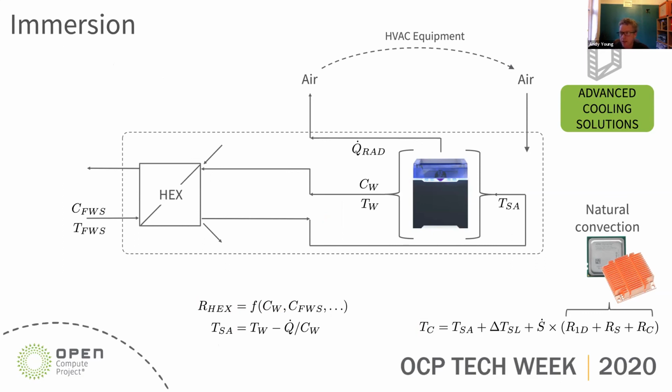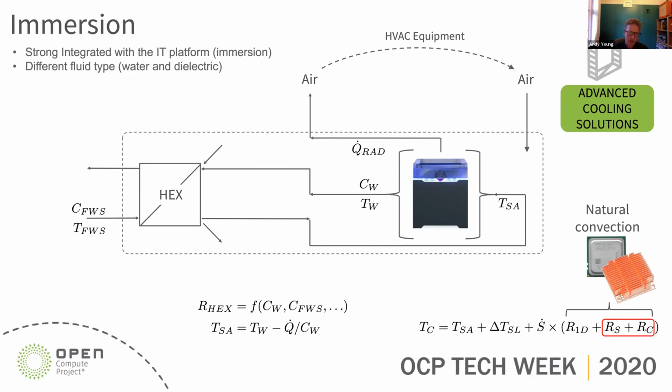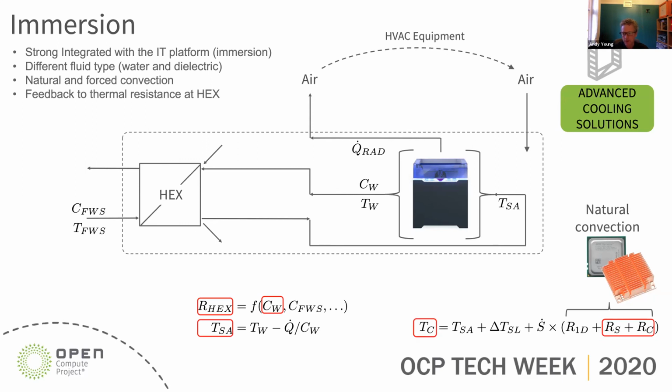But of course, with it being, as I said before, natural convection, there's inherent coupling between the cooling and the flow rate of that coolant in the immersion zone. So those thermal resistances are very dependent on the efficacy of the overall cooling system. And we have the same feedback loop happening, whereby the flow rate of the cooling water is affecting the overall thermal resistance of the heat exchanger, and therefore affecting the return temperature, and so therefore the case temperature of the processors.